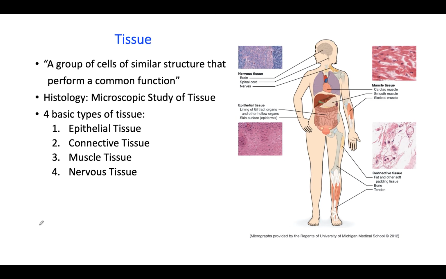What is the definition of tissue? Tissue is a group of cells of a similar structure that perform a common function. So tissue is a mass of like cells.